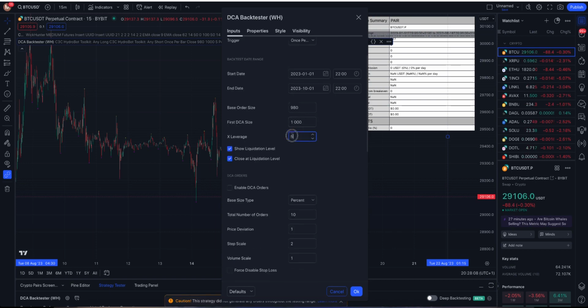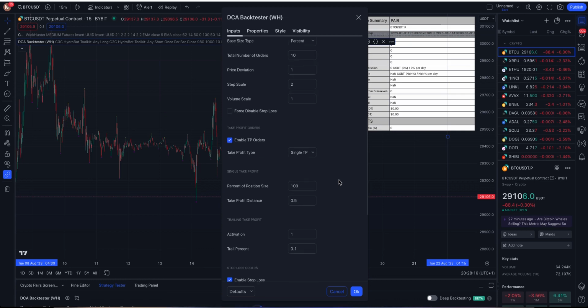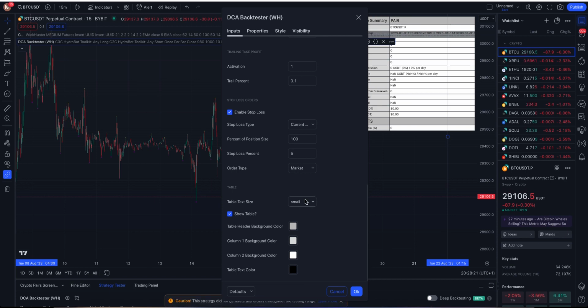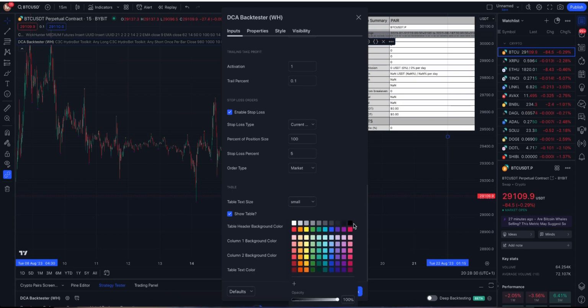Just got to change this. We'll do it on a ×10 leverage actually, and I'll explain the leverage to you at some point during this video. I like to change this slightly so we can see it, so it's not too much in your face, and give that a blue colour. Okay, so that is set up.